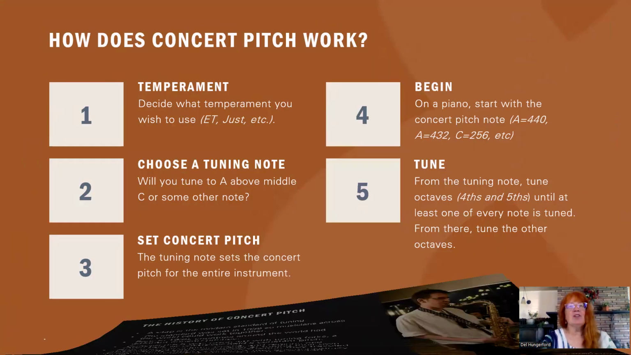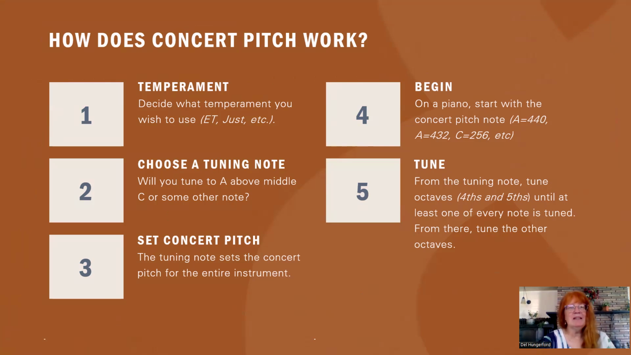Anyway, how does concert pitch work? Temperament is you decide what temperament you want, such as equal temperament, just, mean tone, Pythagorean, whatever. Then you choose a tuning note. So the concert pitch is the tuning note, and all the other notes are tuned to that. So you choose the A above middle C, or do you want to choose a C? Because a lot of times people will tune to middle C or even the C below.